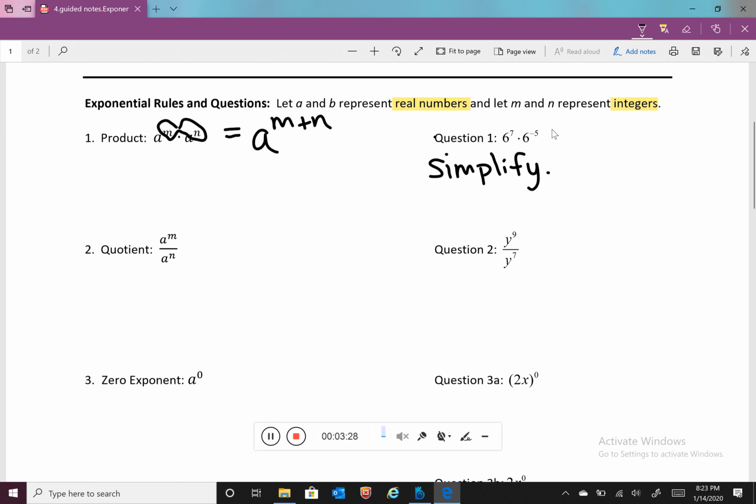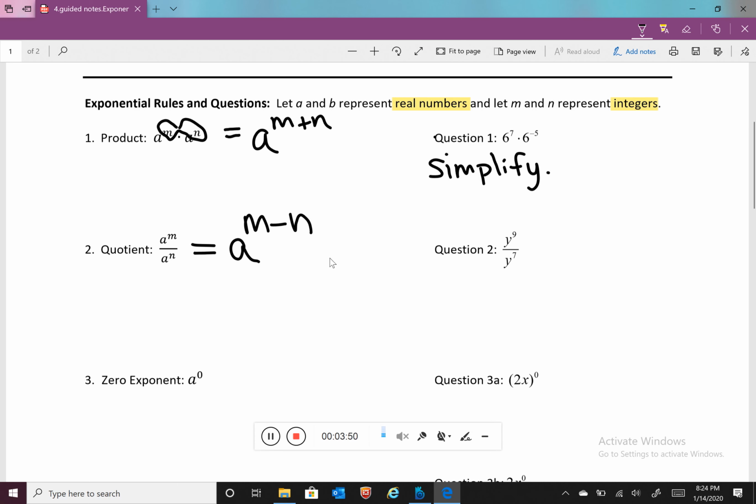The next rule is the quotient rule, which is very similar to the product rule. So I want you to hopefully make the connections here. Like bases multiplied, we add the exponents. Like bases divided, we're going to subtract our exponents. So this is M minus N.